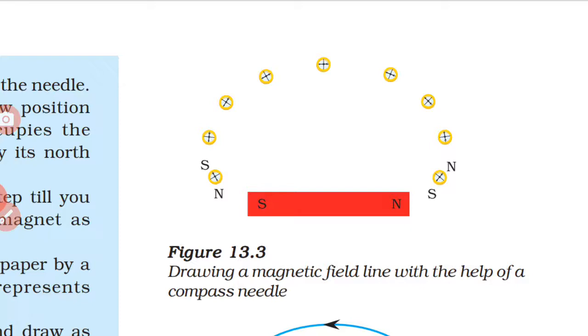Now arrange the magnetic needle such that the south pole of the needle is at point B here. Mark the position of the north pole of the needle, moving up to the south pole of the magnet by arranging it at one position after the other. And last, draw the curve joining all these points. This curve shows the magnetic field lines of a magnet, and these magnetic field lines show the magnetic field around the magnet.